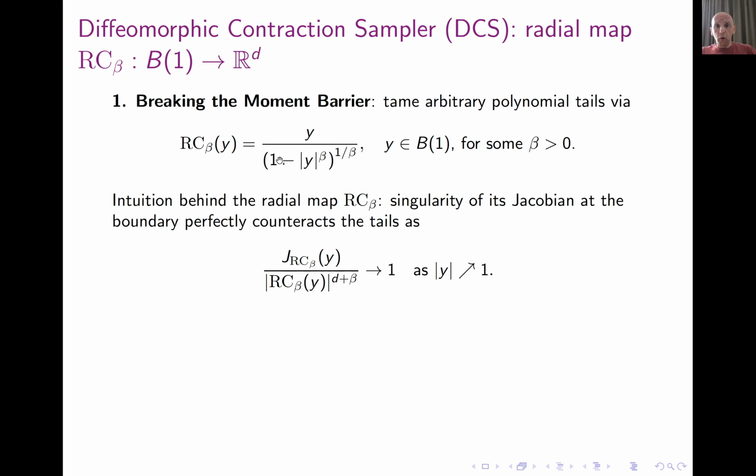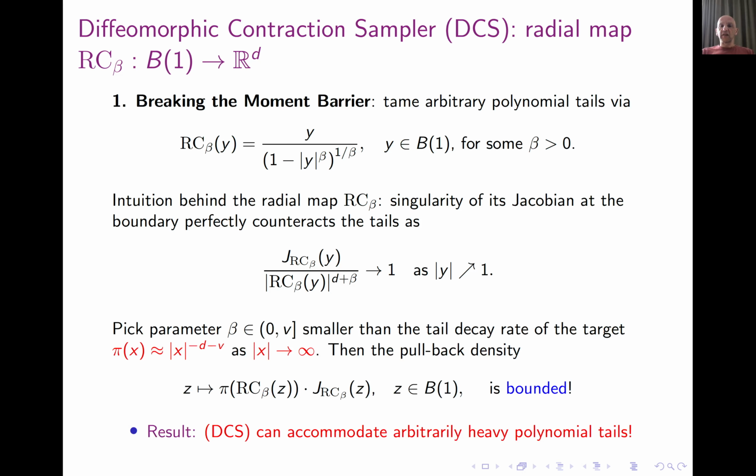Of course, it needs to cover all of R^D, but the key thing is that the Jacobian of this transformation, as the norm of y approaches the boundary, is really of the same order as the norm of the map to the power d plus beta, for this arbitrary parameter beta. That's the key property that it needs to have. This is just one very simple example of a map that has this property. This constant is not important. Any positive constant here will do, of course.